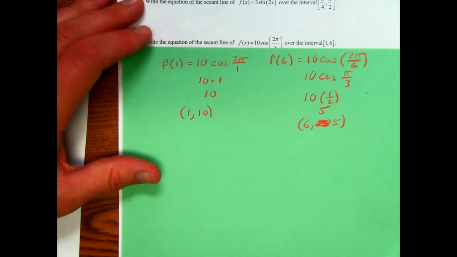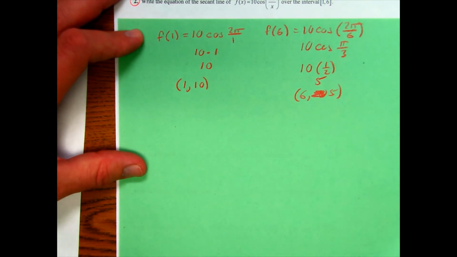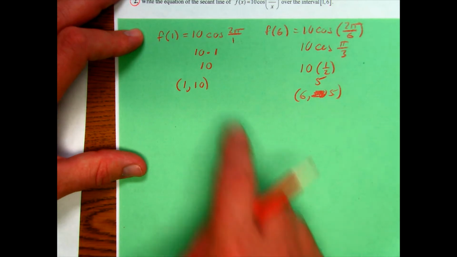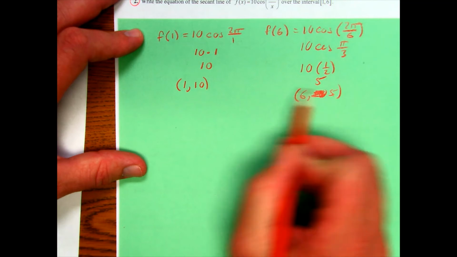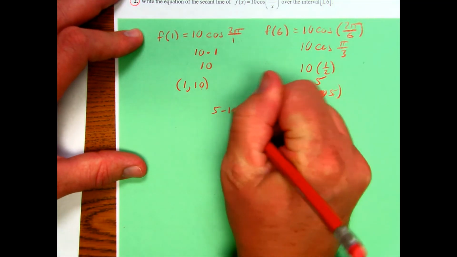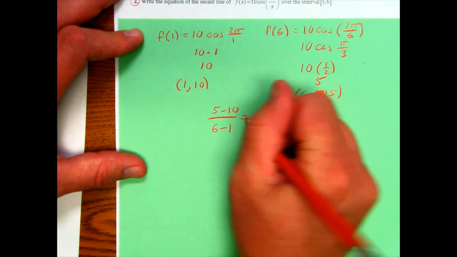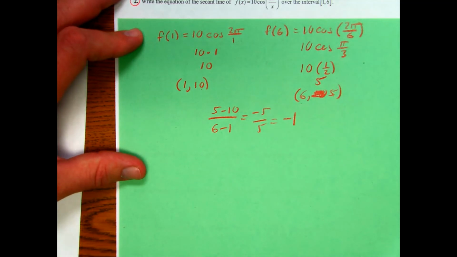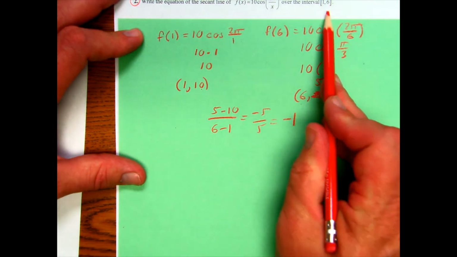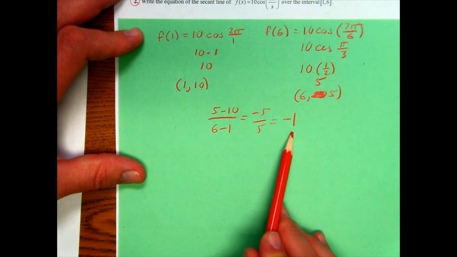All right, the average rate of change, or the slope of the secant line, both those phrases mean the same thing, is going to be the slope of the line that passes through those 2 points. So 5 minus 10, y2 minus y1, over 6 minus 1, negative 5 over 5, negative 1. So the average rate of change of that graph over that interval is going to be negative 1. That's also going to be the slope of our secant line.